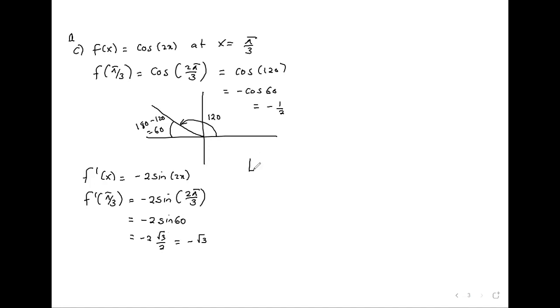So now we have the linearization: f of x is equal to f of a plus f prime of a times x minus a. f of a, we have found, is -half, plus f prime of a, which is -√3, times x minus a, which is pi over 3. So this is what we get in the case of C.